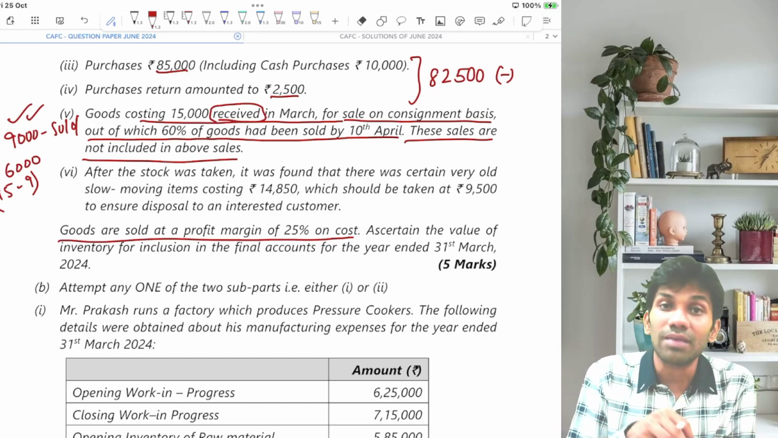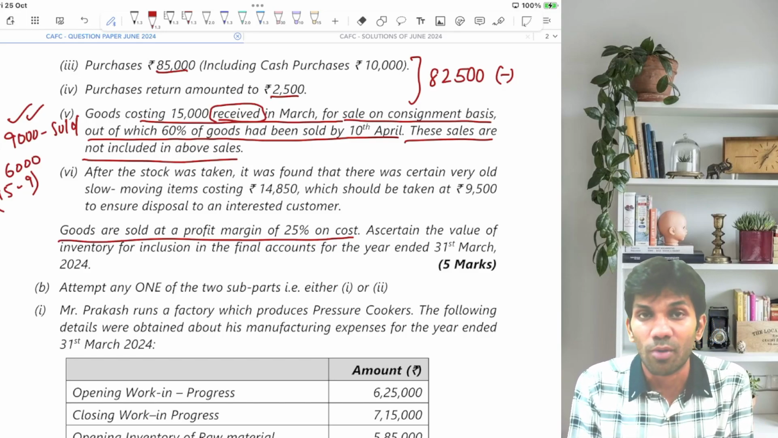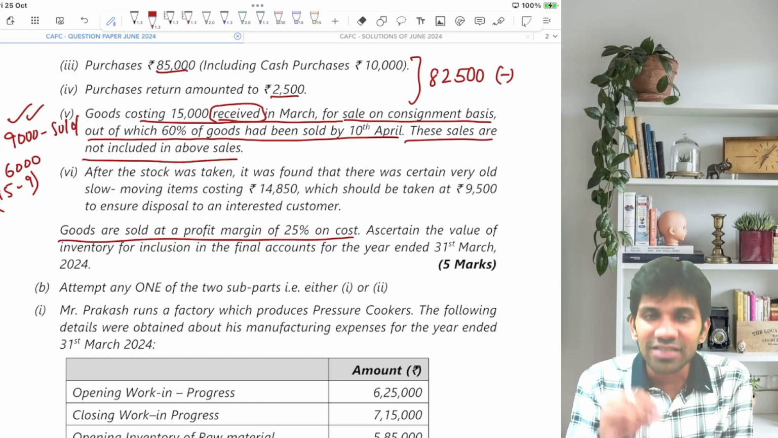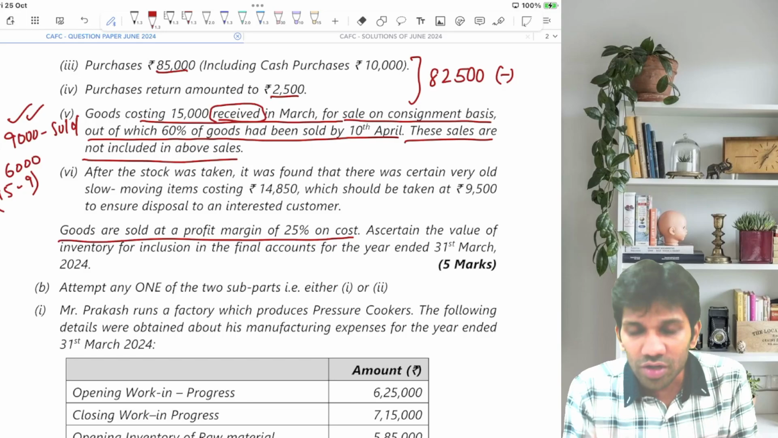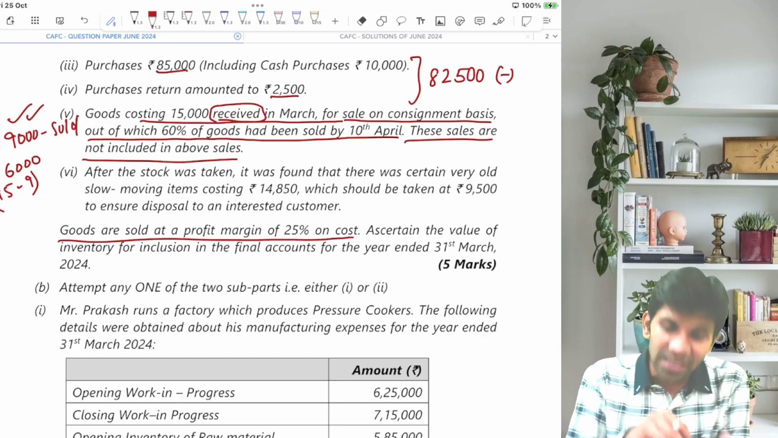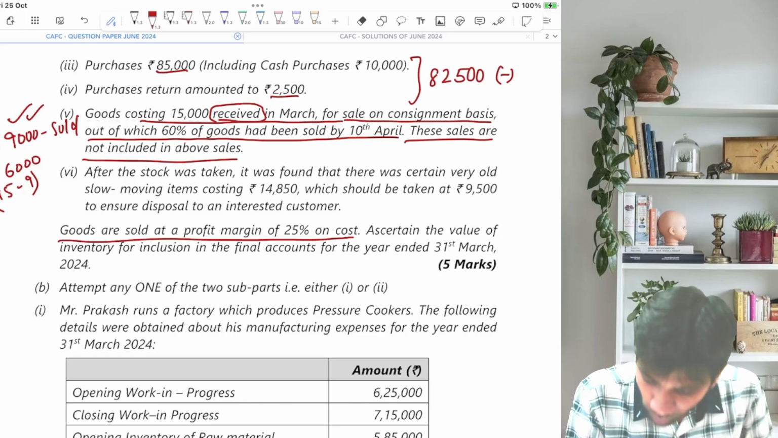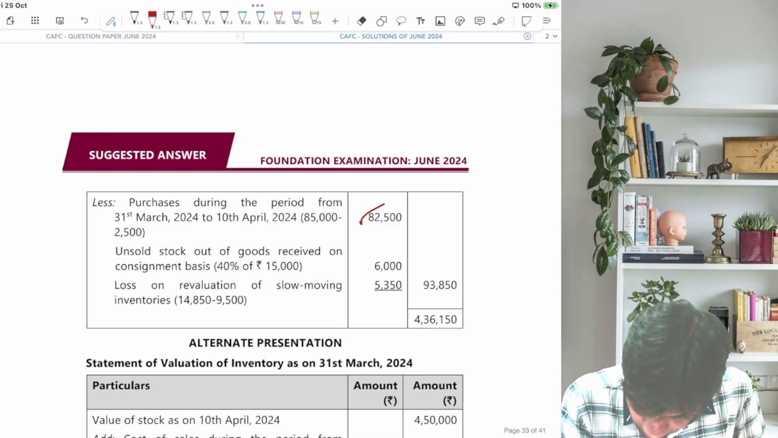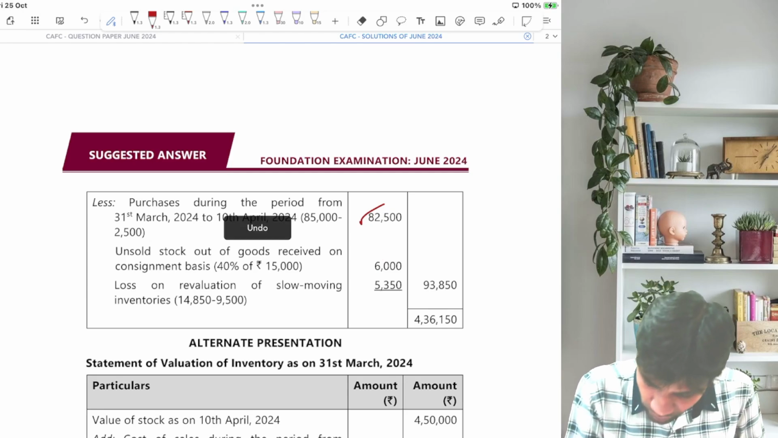But what about the remaining goods? 40%. That is 6,000 amount of goods. They are still lying physically with me. Are these goods belonging to me? Am I the owner of the goods? The answer is no. So hence they are physically included in my goods. Hence we need to remove it from our stock. So this is 6,000 which we are going to remove.